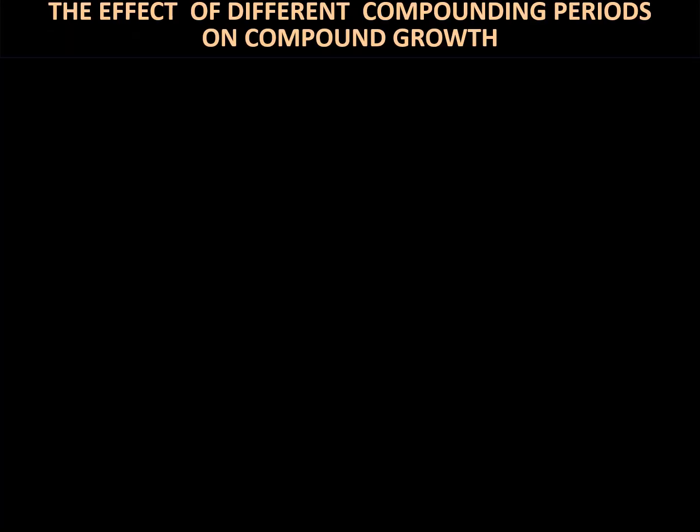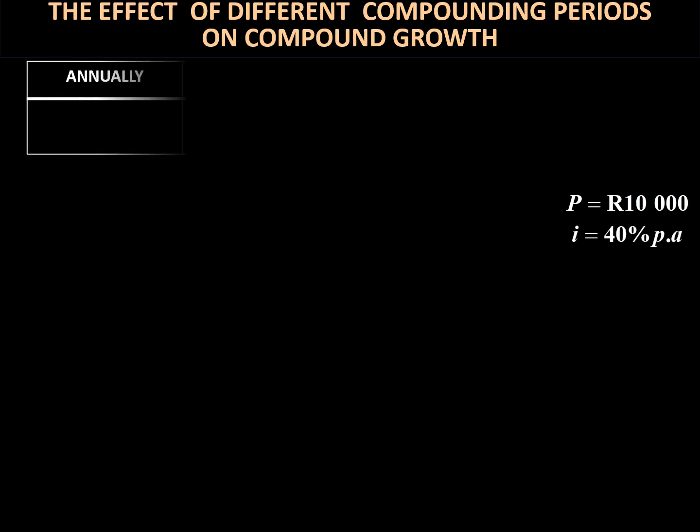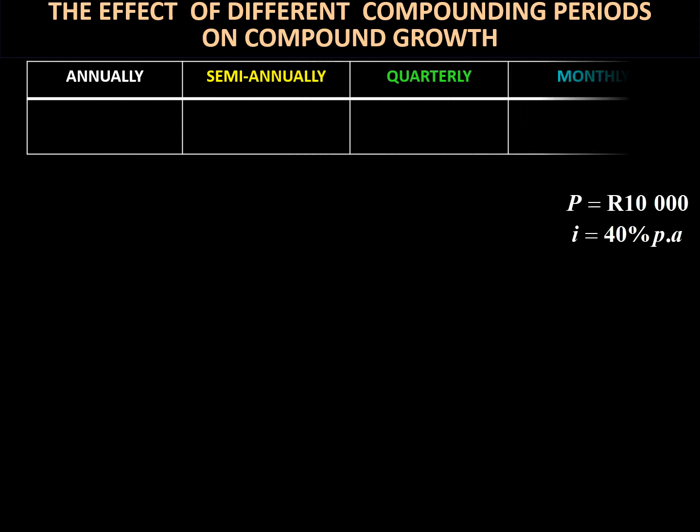Next, we're going to look at the effect of different compounding periods on compound growth. Let's say that we have 10,000 rand invested at 40% per annum. I know it's a bit high, just use that. The different compounding periods could be annually, once a year; semi-annually, twice a year; quarterly, 4 times a year; and monthly, 12 times per year.